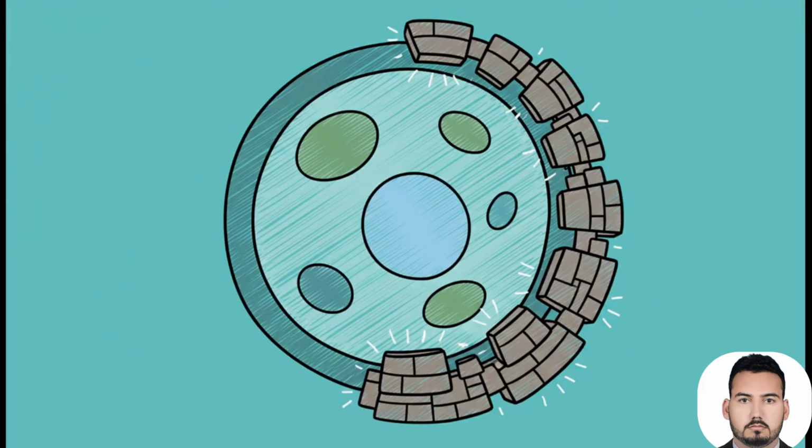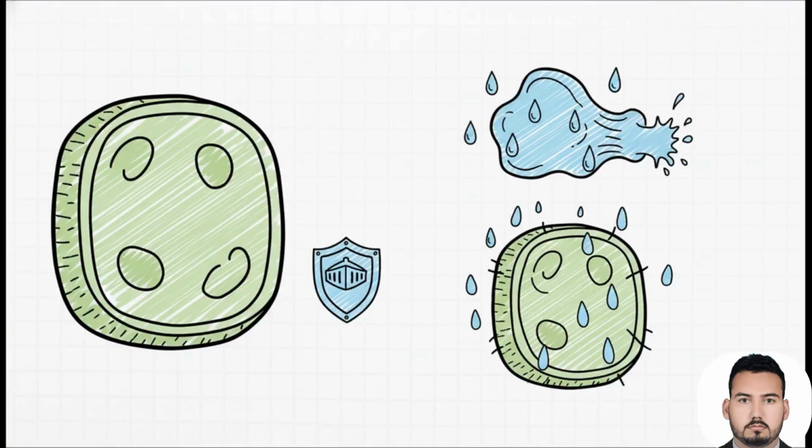Let's start with the first big one, the most obvious upgrade. It's what gives plants their strength. We're talking about the cell wall. So, outside the normal cell membrane, plants have this extra layer. It's a super tough wall made of cellulose.